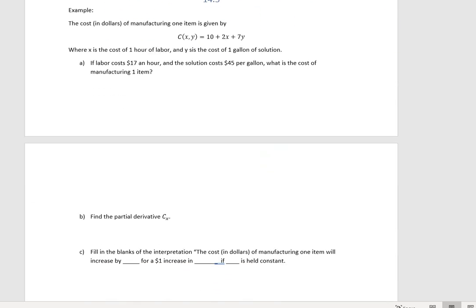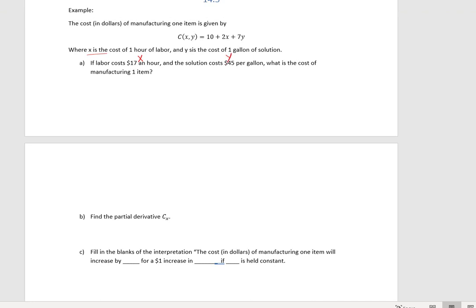All right, very last example: the cost in dollars of manufacturing one item is given by c of x comma y equals 10 plus 2x plus 7y, where x is the cost of 1 hour of labor and y is the cost of 1 gallon of solution. So let's say that we're developing film or something. If labor costs $17 an hour and the solution costs $45 per gallon, what is the cost of manufacturing one item? So let's see, labor is our x variable, so that's going to be our x. And the solution costs $45, so that's going to be our y.